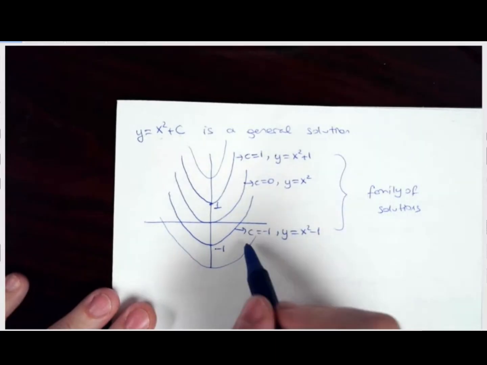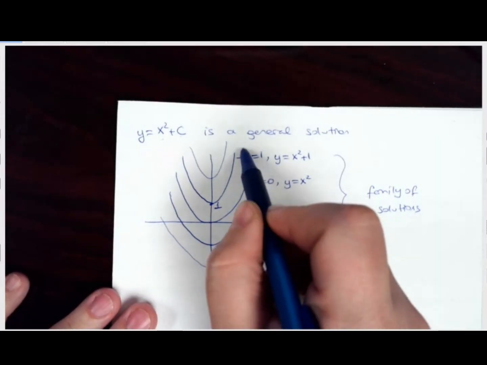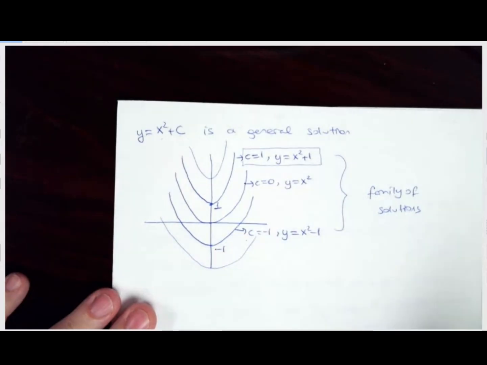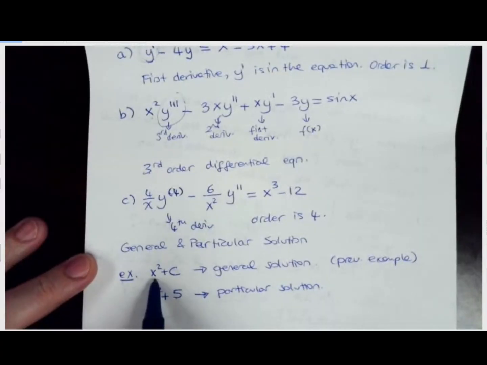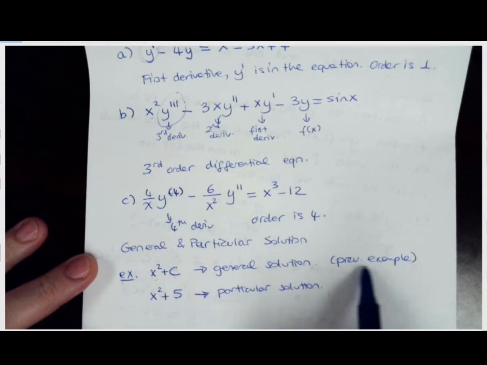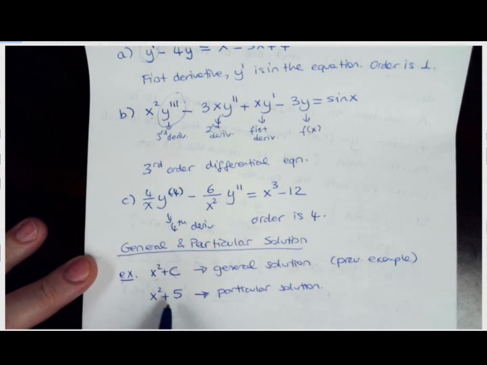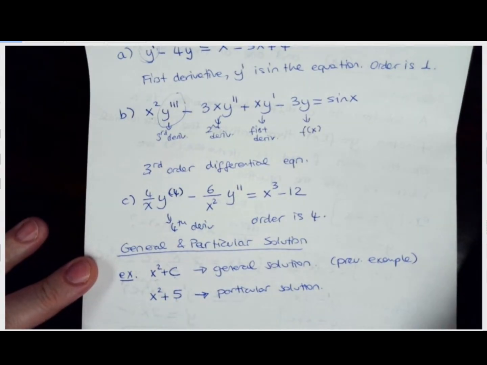And if you have further criteria, one of them could be the particular solution, depending on the other information given in the question. So if you leave it as C, then this is just a set of solutions, a family of solutions. And if you determine the value of C, then that is going to be a particular solution. So let's see an example where we find a particular solution.